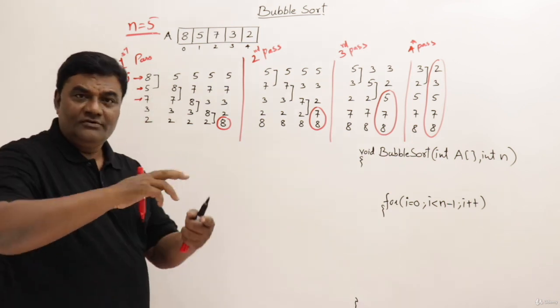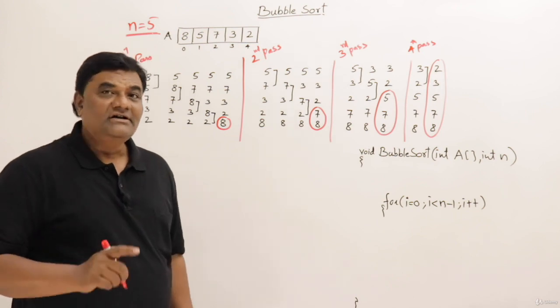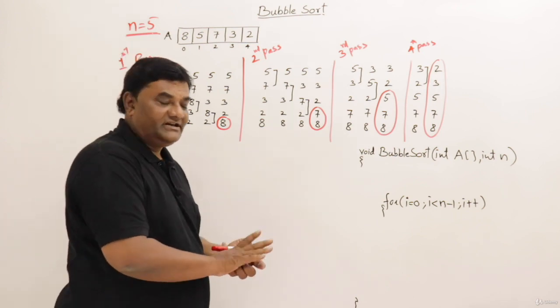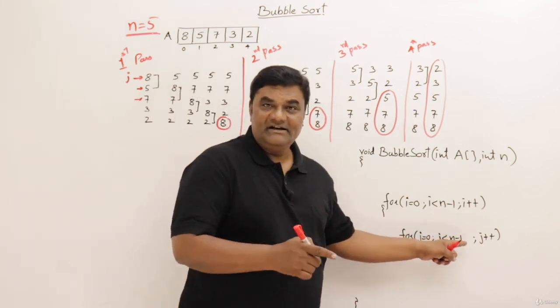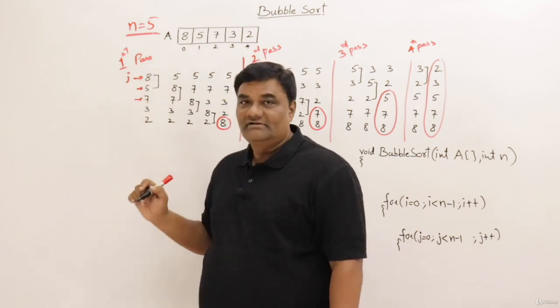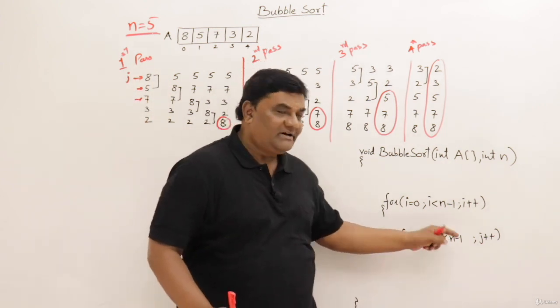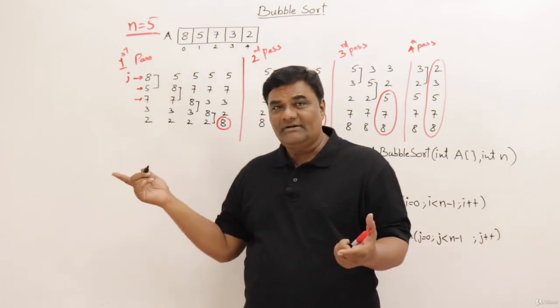So I need one more loop for comparing all the consecutive pairs of elements every time. So I will take one more for loop for j. For j assign 0, j less than n-1, j plus plus. So this j will be moving along these elements. Here also I wrote n-1 because if there are 5 elements, then I should perform only 4 comparisons.